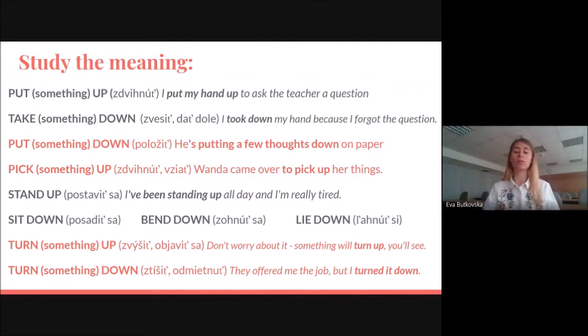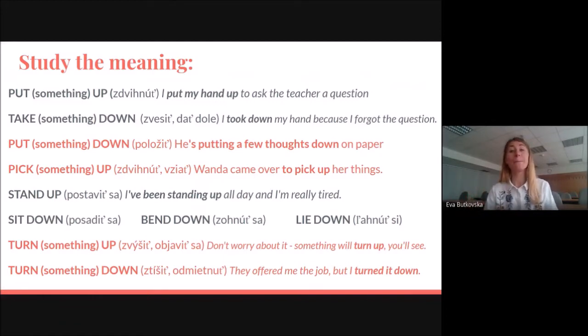So put down physically, or look at this example sentence. He's putting a few thoughts down on the paper. So really he's writing those thoughts on the paper, but we could say he is putting down some thoughts.